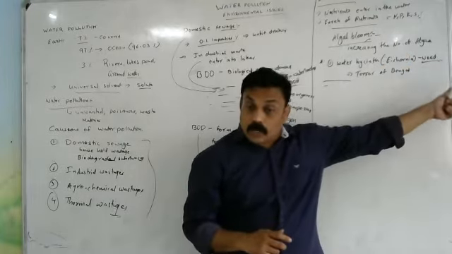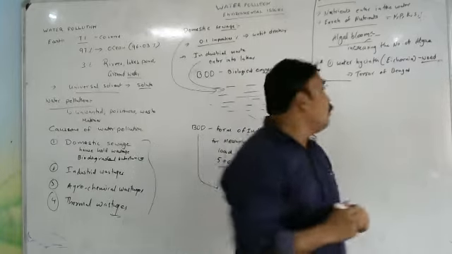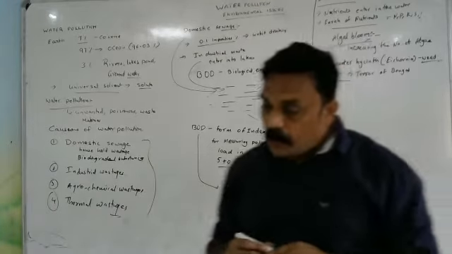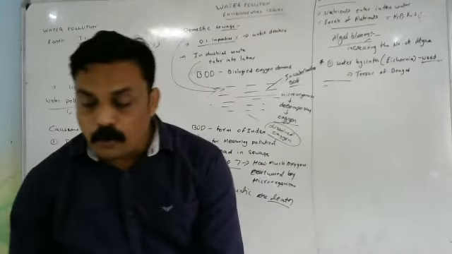Water hyacinth is also called Eichhornia and also called Terror of Bengal. So very, very important, try to remember that one. Next one, eutrophication. Next, it indirectly causes what?